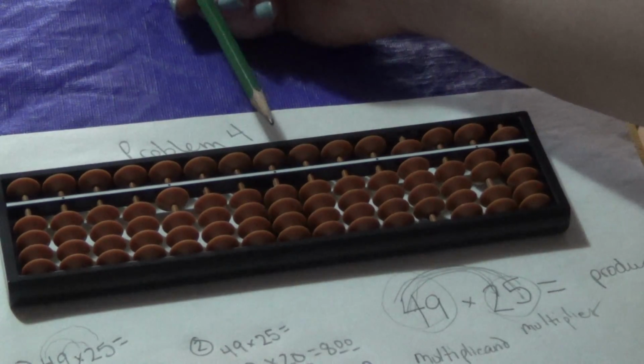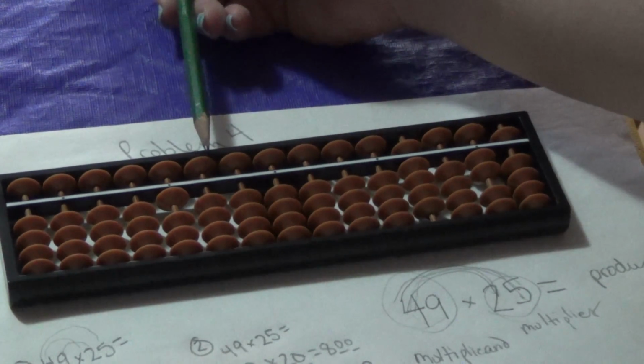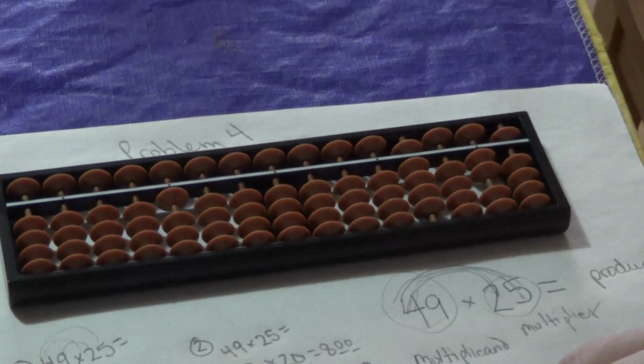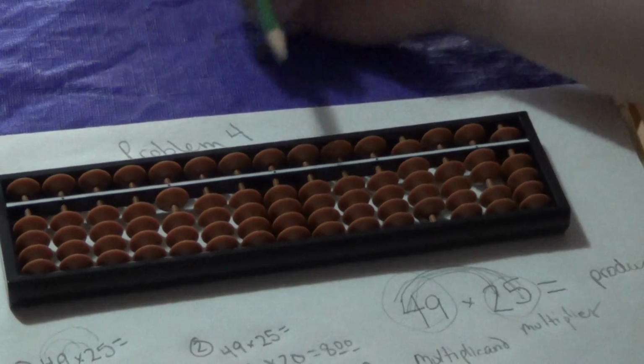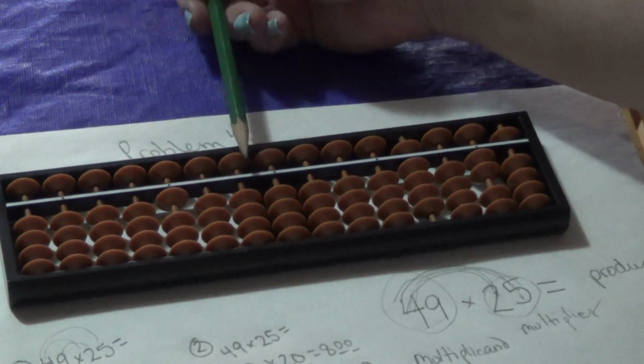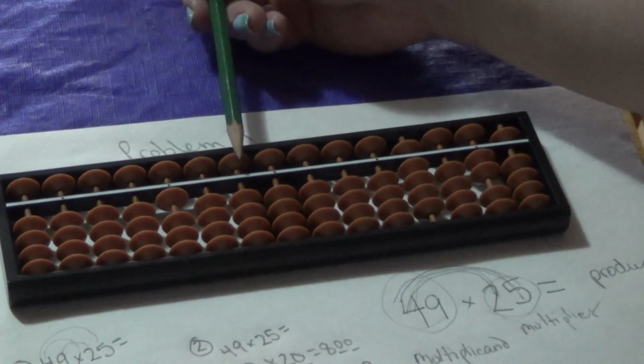If we're thinking about it as 180, we just find our hundreds rod and build our number. If we're thinking of it as 9 times 2 with 1 trailing 0, we find our ones place, we move over a rod, and then we build our 18.